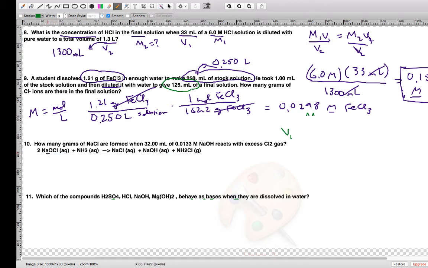Okay, how many grams of sodium chloride are formed when this reacts? Okay, so here we're going to convert from a solution with volume and a concentration into grams of something else. So I'm going to have to use the periodic table. So I'm converting NaOH.